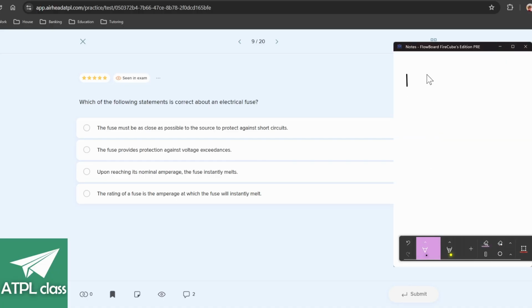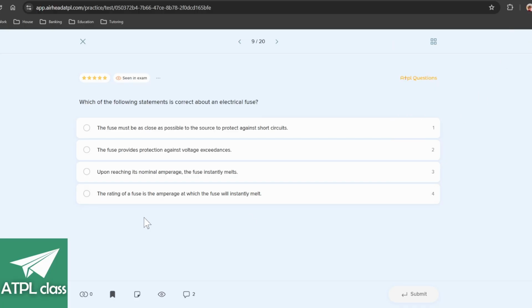Component over here, and you've got the fuse here. I don't even know what the symbol for a fuse is. Let's just give it an F. And you've got a big battery here. There's no point in having the fuse after the component because the component's going to blow before the fuse does. That's an absolutely terrible drawing, but it works. So the fuse must be as close as possible to the source to protect against short circuits.